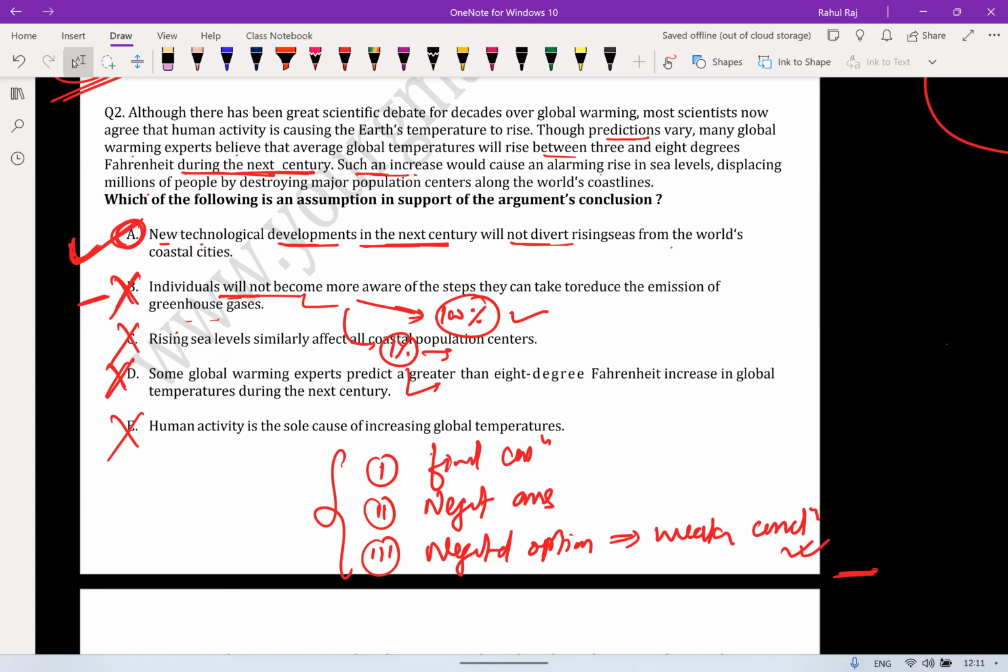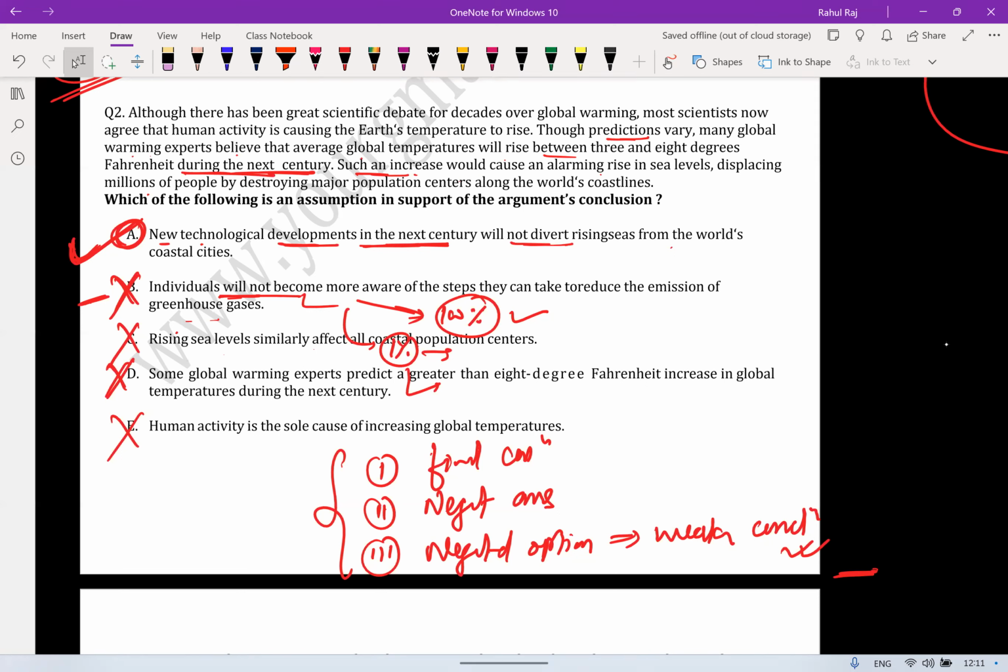This is the statement you read. Now read it by negating the statement. New technological developments in the new century will divert rising seas. So you have removed the not. So negation simply means, Sajid, that you have to insert a not or remove a not from a place where the entire meaning of the sentence reverses. Simple logic.